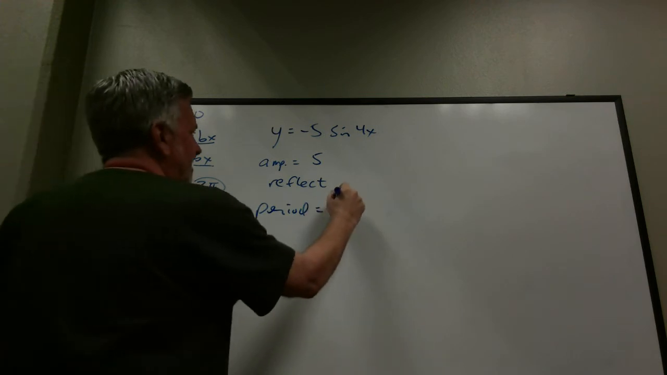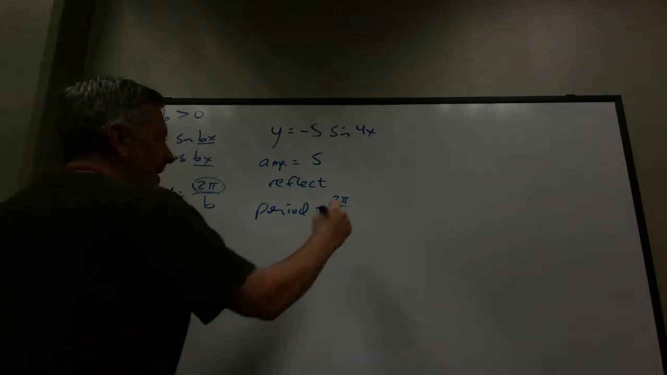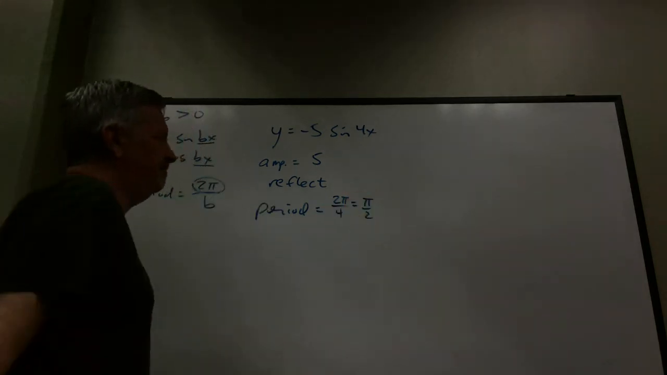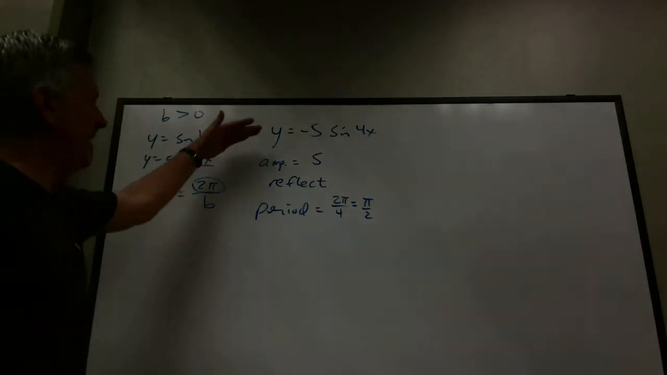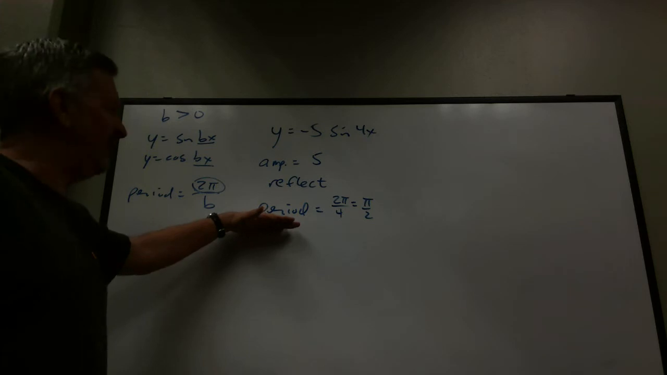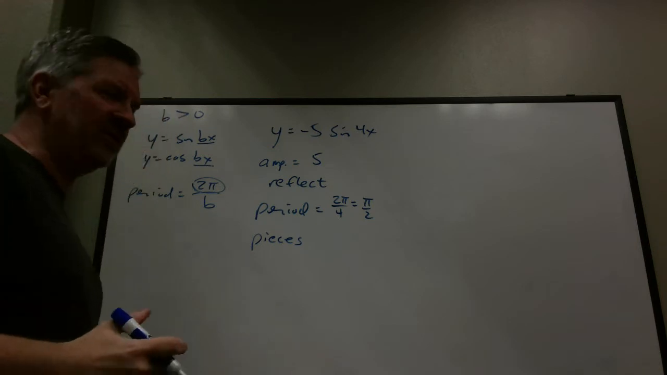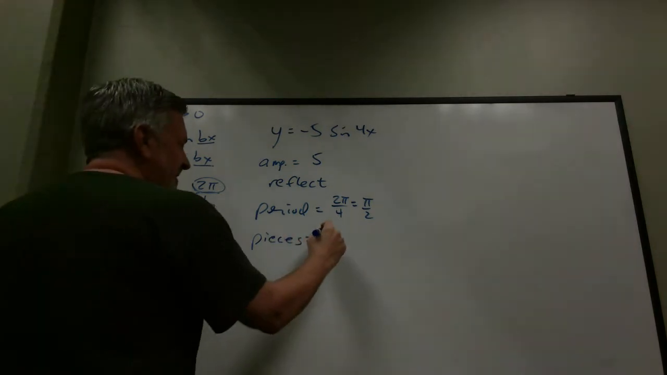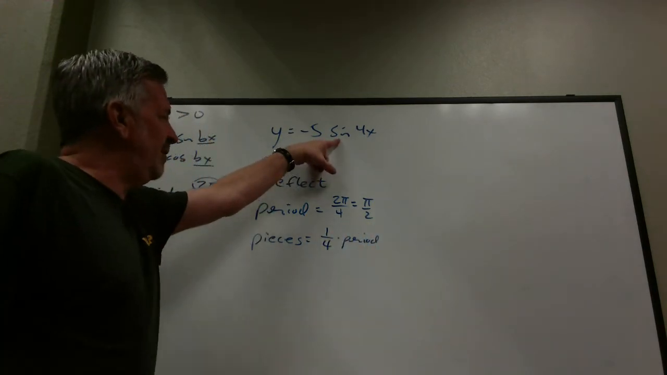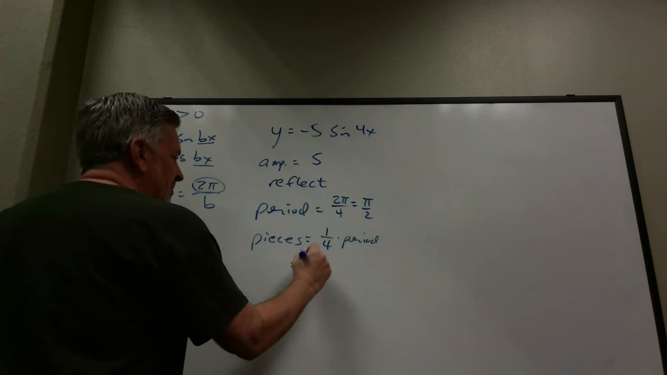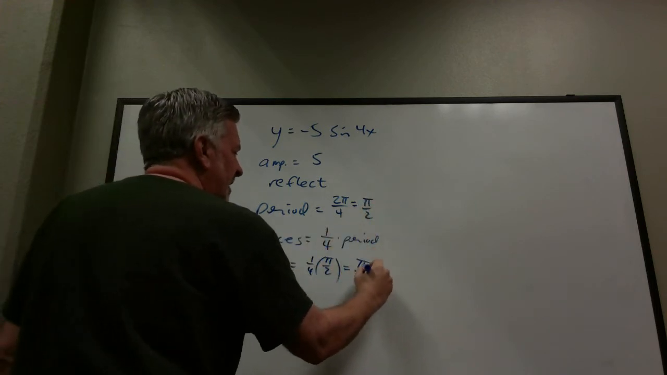Now how do we get the period out of this? It's 2 pi divided by that coefficient, 2 pi over 4. And let's simplify to pi over 2. Now I'm going to put in an extra calculation here. If you say any of these terms to another teacher, they're going to understand you. This next thing I call pieces, that's something a teacher's going to be like, what? You'd have to explain what I mean. So to do my pieces calculation, I'm going to take 1/4 of the period. Whether this is sine or cosine, I'm going to take 1/4 of the period. So I get 1/4 times pi over 2, which is pi over 8.